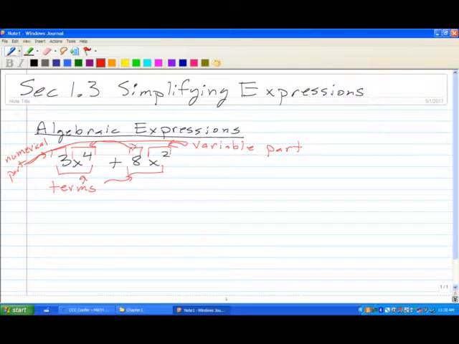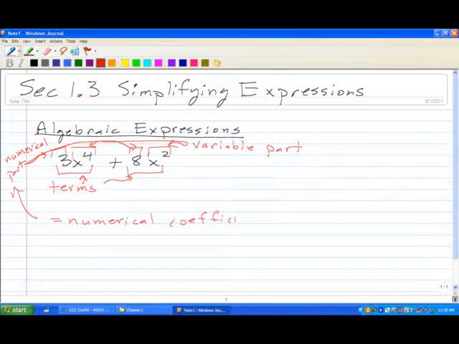This numerical part is called the numerical coefficient, and we usually just say coefficient. So let me do some examples.